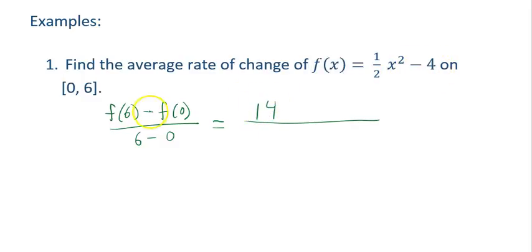and that's going to be 14. Then I'm going to subtract f of 0. So if I plug in 0, I have 1/2 times 0 squared minus 4, so that's negative 4. And obviously 6 minus 0 is 6. So if I change this to add, then I have 18 over 6, which is 3. So the average rate of change for this is 3.